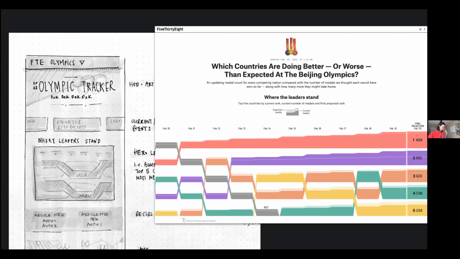So that is an example where I thought, cool, we want to show where the leaders stand, the top 5 countries, where we expect them to be over time, where they ended up being, and where we project them as a final rank. And that ended up being almost identical to what we ended up publishing.